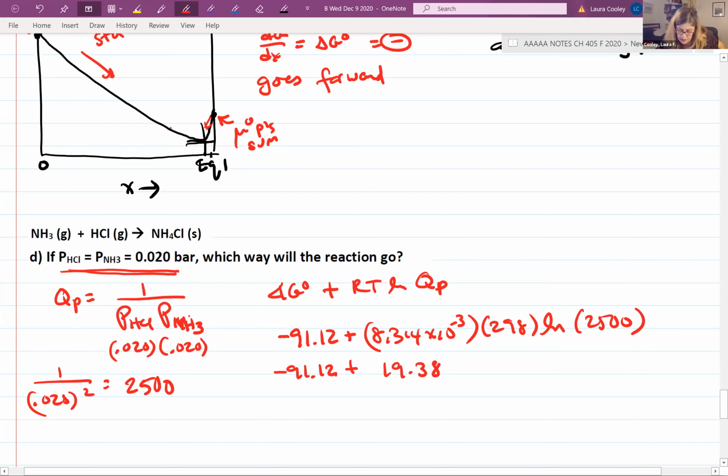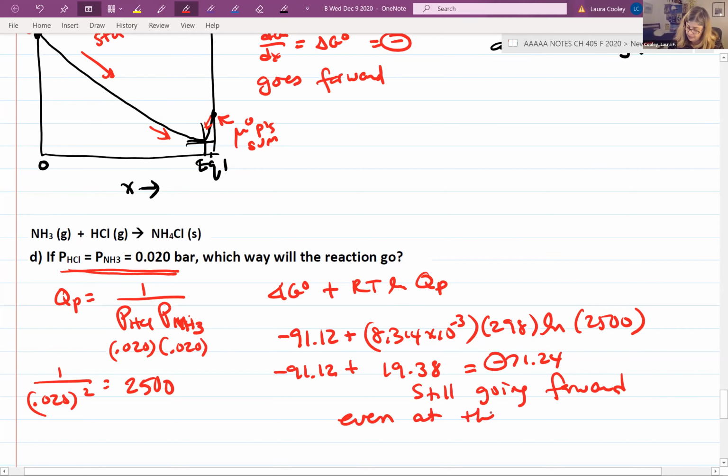So we're probably over here somewhere, further to the right. We have smaller concentrations of reactants, which means we're closer to products, but this number is still very negative. So it's still going forward, even at these pretty low concentrations of ammonia and HCl.